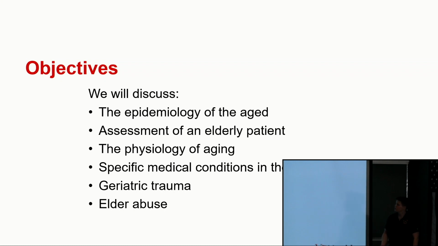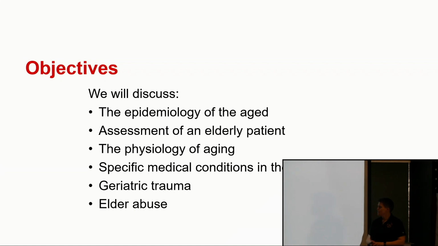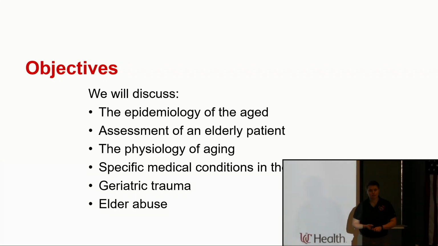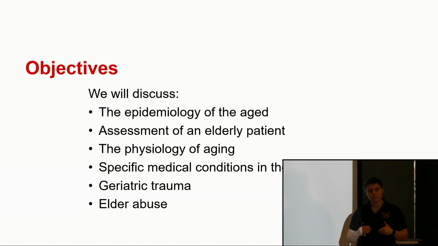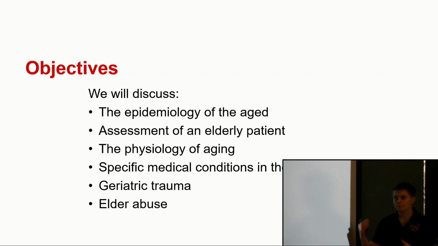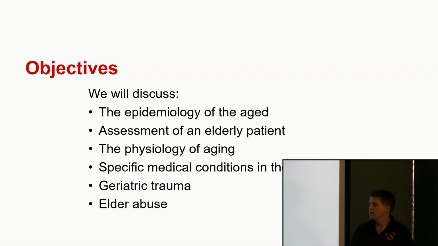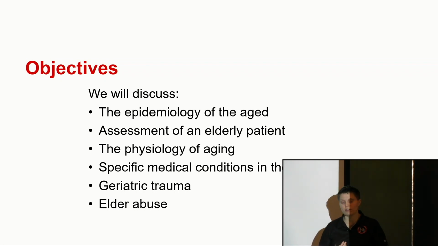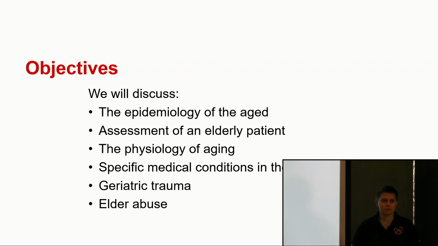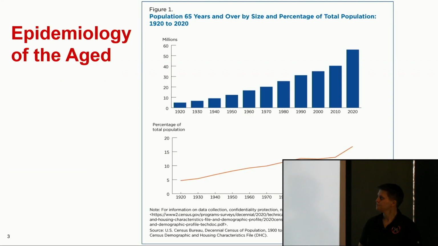So the objectives for this talk: we're going to be discussing the epidemiology of this patient population, how to assess an elderly patient, the physiology of aging, and then specific medical conditions in the elderly. We'll go through that basically organ system by organ system, how the body changes over time, and then what medical conditions may be related to that. Then we'll discuss geriatric trauma very briefly, and then finally we will touch on elder abuse.